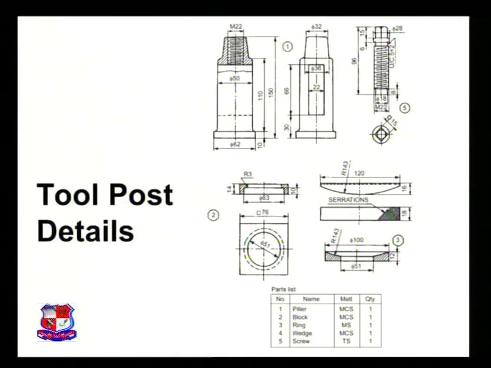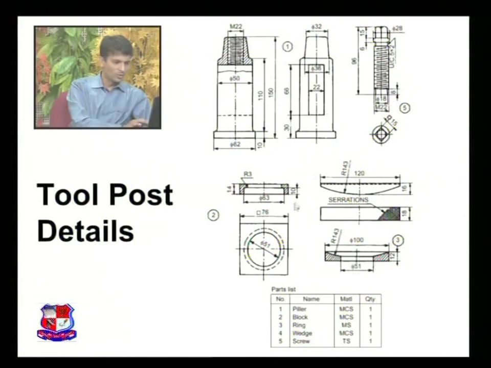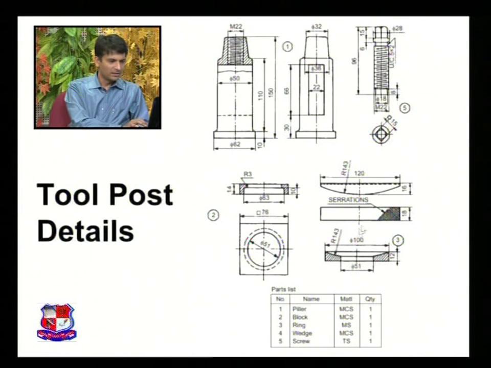This shows the detailed drawing of a tool post. Various elements are there. Component number 1 is the pillar. This one, 2 views are there. Number 2 is a block. This one. Number 3 is a ring. This is the ring. Number 4 is a wedge. This one. And number 5 is a screw.